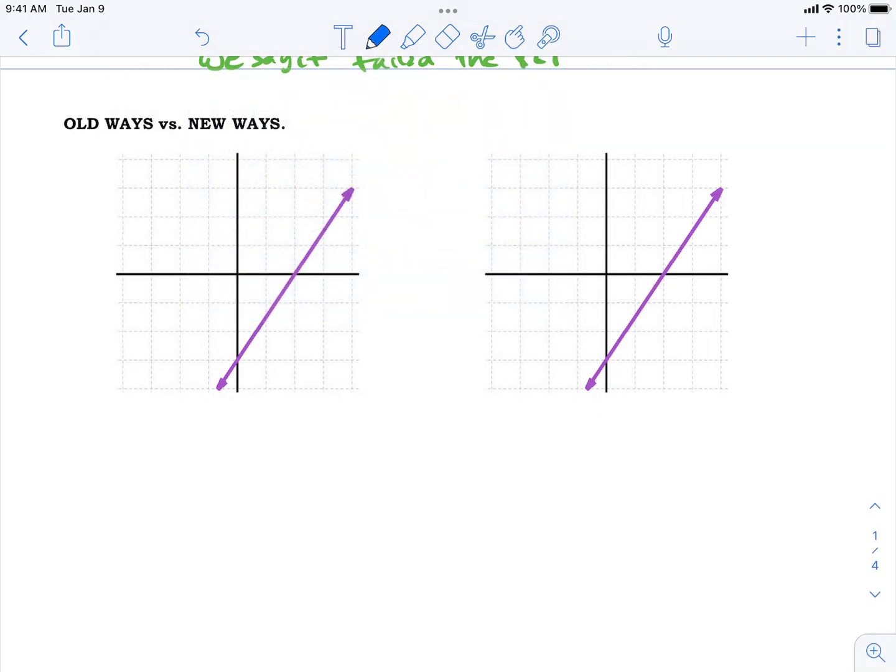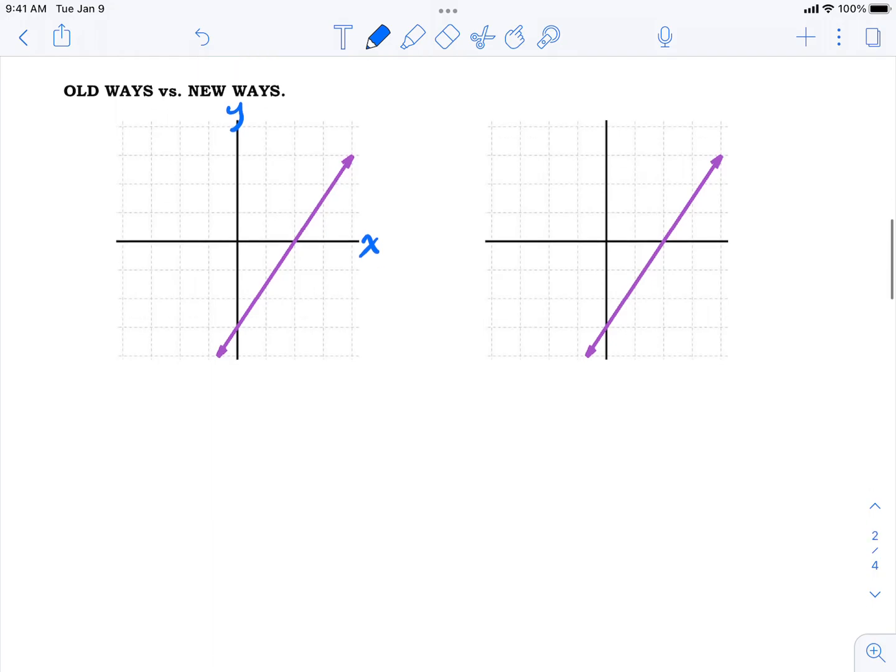I want to contrast the old ways versus the new ways. Now, you notice I've got the same graph here twice. I mean, these look like the same graph. On the left here, well, let's see, usually we label that as the x-axis, we label that as the y-axis. I got this nice purple line here, and notice the arrows showing that it does continue forever in both directions.